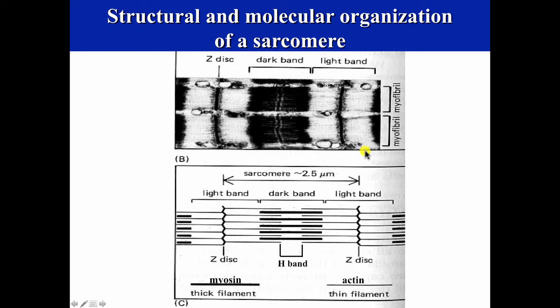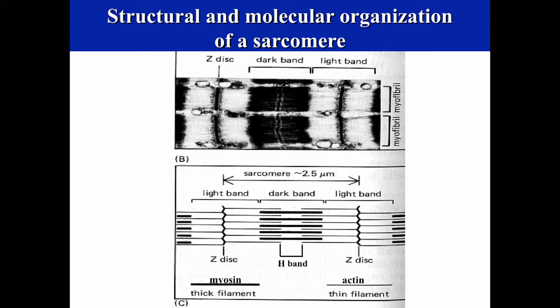The basic unit of contraction is the sarcomere, and the sarcomere is the distance between two Z bands. It consists of a light band, a dark band, and another light band. The light band actually stretches between the two dark bands and is bisected by this darker line here called the Z disc. A sarcomere is about 2.5 microns in length, and it's shortening of the sarcomeres which results in contraction of a muscle.